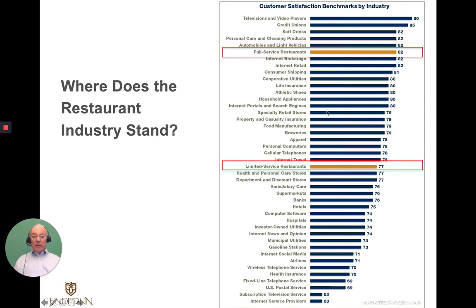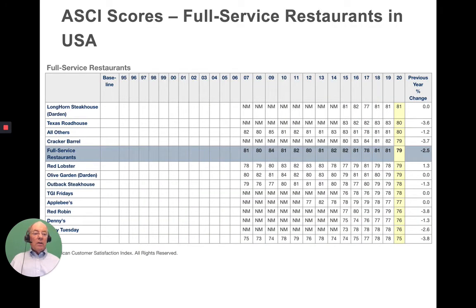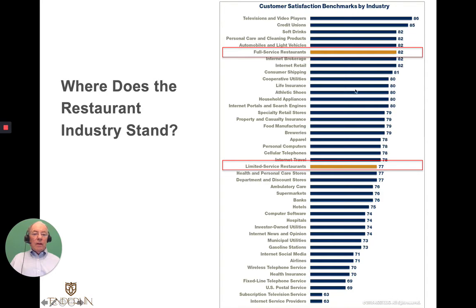Let's look at the restaurant industry itself. First off, you see here in the highlighted area, full-service restaurants are actually up fairly near the top, at 82% up here, and you see 86, this benchmark's slightly different time frame perhaps than the other one, 86%, sorry about that. And then down below, you see limited service here at 77. But you see where it stands with regards to all the others on this list.